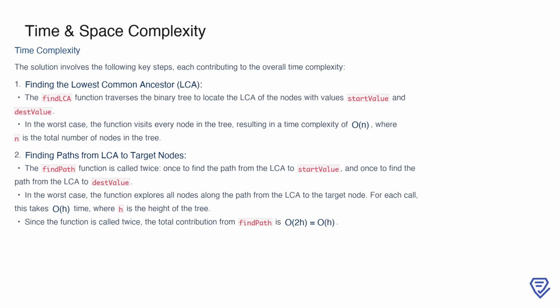Next, the function findPath is used to determine the path from the LCA to each of the target nodes. Since this function is called twice, once for start value and once for dest value, and each call explores nodes along the height of the tree, the total contribution from this step is O(h), which simplifies to O(h).